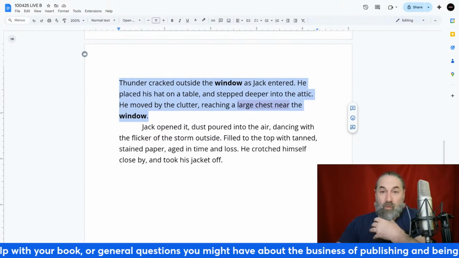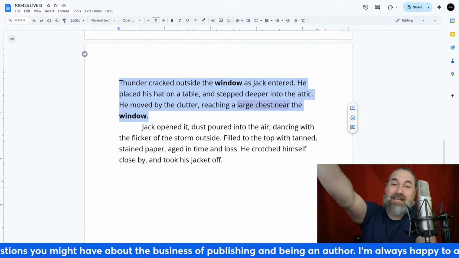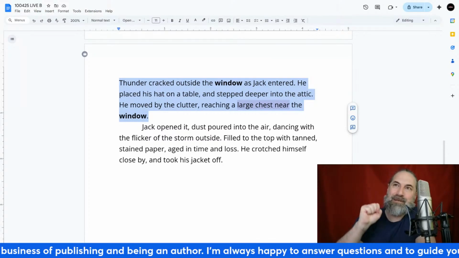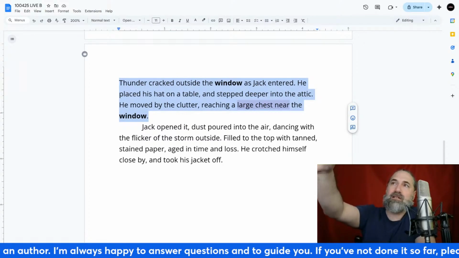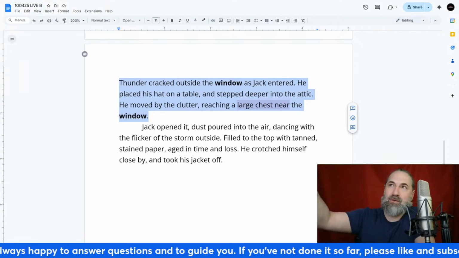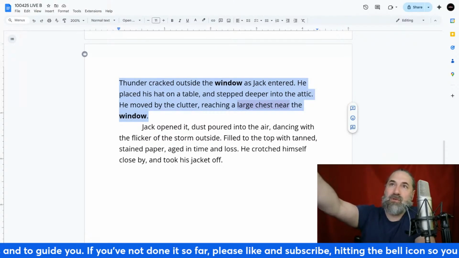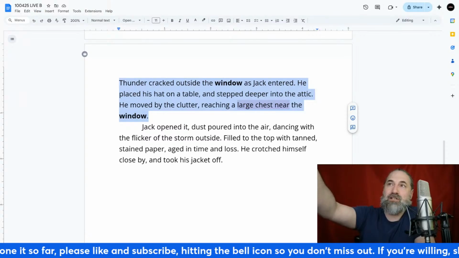What we're doing, by the way, in this moment is we're telling the reader that Jack does not care about everything he experienced going into the attic. Thunder cracked outside the window as Jack entered. Well, that's because that's what happened. He placed his hat on the table. That's what happened. And stepped deeper into the attic. That's what happened. He moved by the clutter, reaching a large chest near the window.